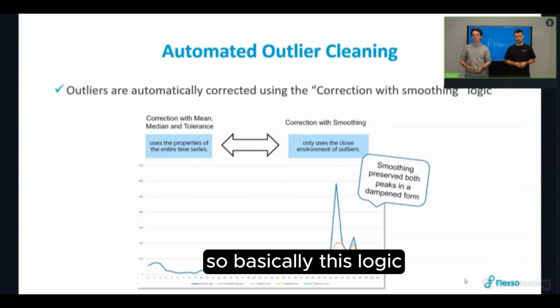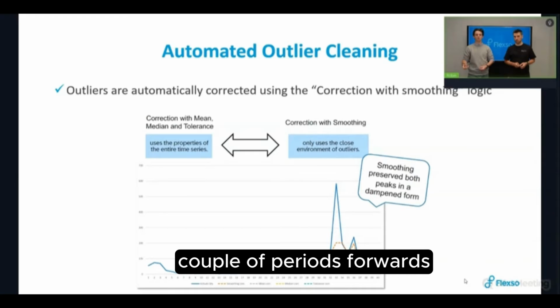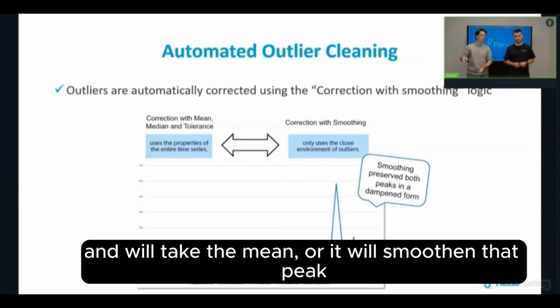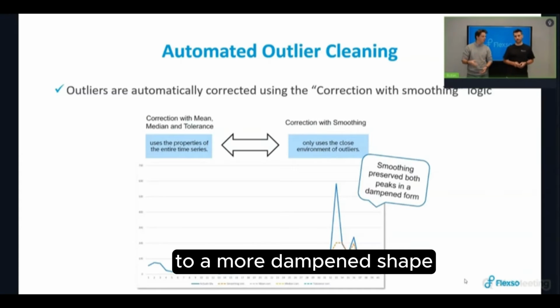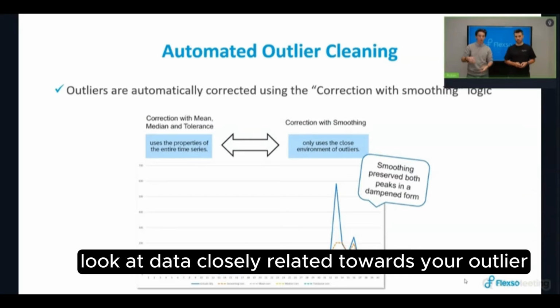So basically, this logic looks at time series data closely to your outlier. So a couple of periods back, a couple of periods forwards, and it will take the mean, or it will smoothen that peak to a more dampened form. So it will not take the entire horizon, but it will look at data closely related towards your outlier.